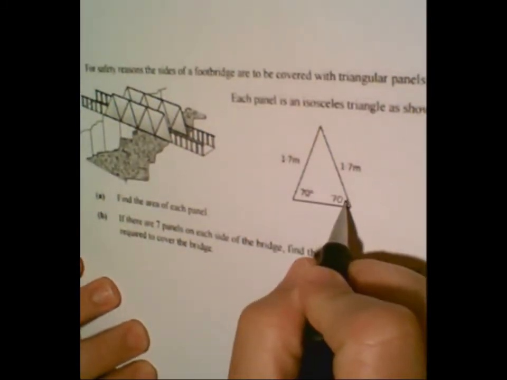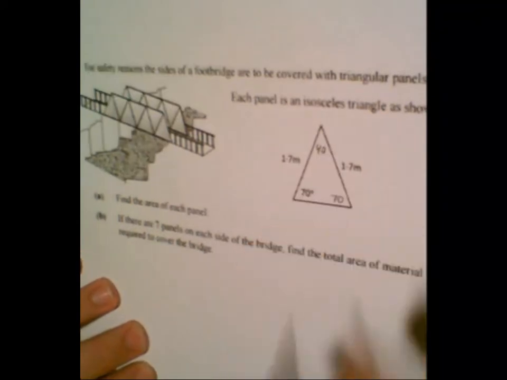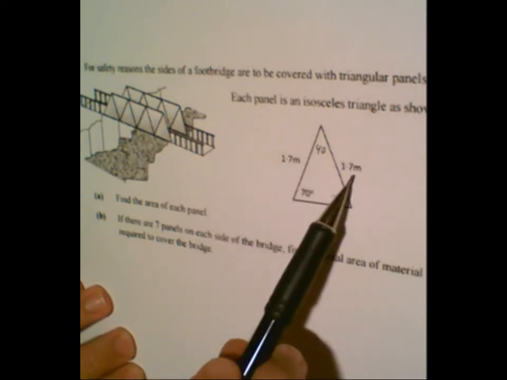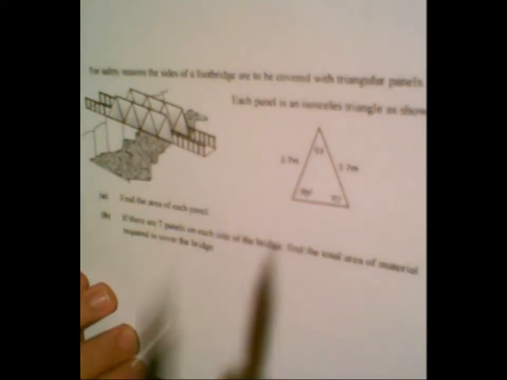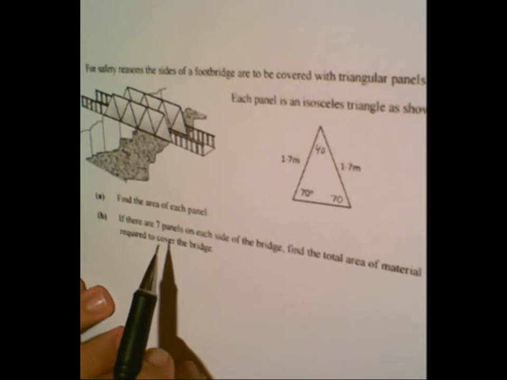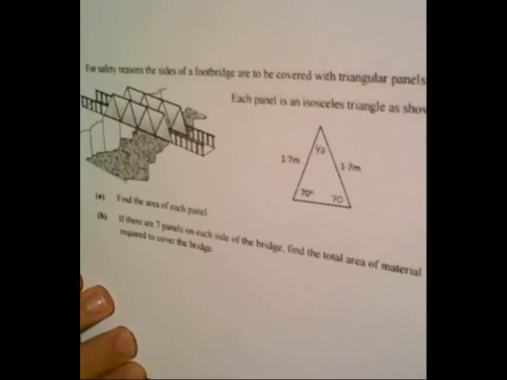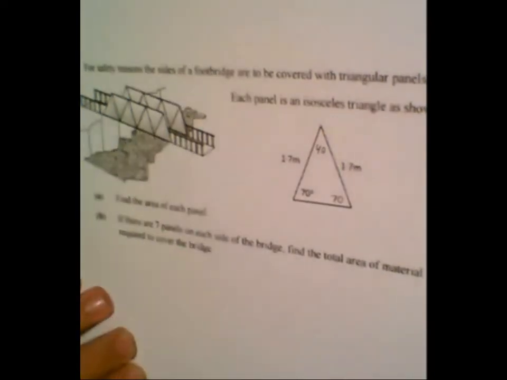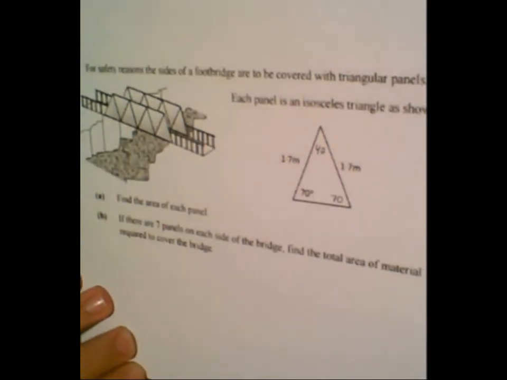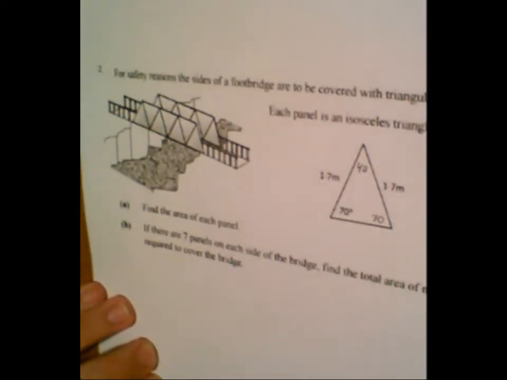70 plus 70 is 140. That leaves 40 for here because the triangle has to add up to 180. So then for this part, 1/2 of 1.7 times 1.7 times sine 40 is going to give you the area of the triangle. But then there are 7 panels on each side of the bridge. So once you find the area, you're going to have to multiply it by 14. 7 plus 7 is 14. That's how you're going to do this one. Okay, so that's really good help for number 2.